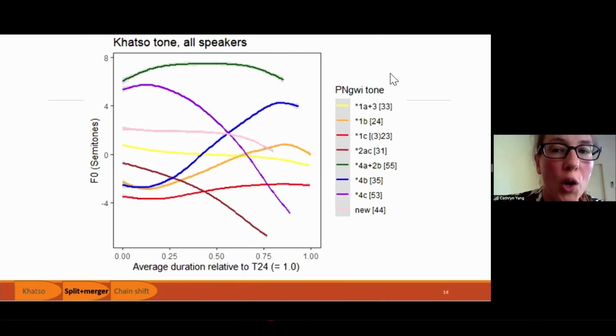So here is the resulting tone system of Khatso, except now the legend shows the historic origin of each tone. There's also a new tone in pink, this 4/4 tone, which doesn't seem to have a historic source in any Proto-Ngwi tone category. So we think instead it was added in at a later stage, either through tone sandhi patterns or Chinese loan words, of which there are many, or a combination of those two factors.